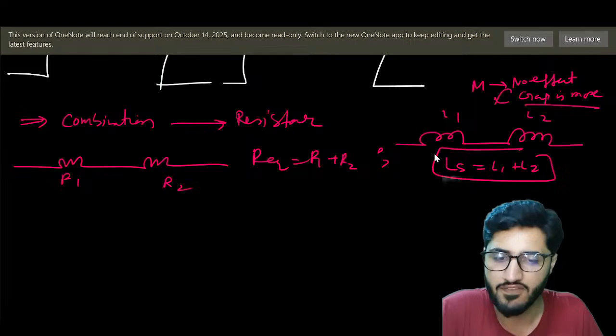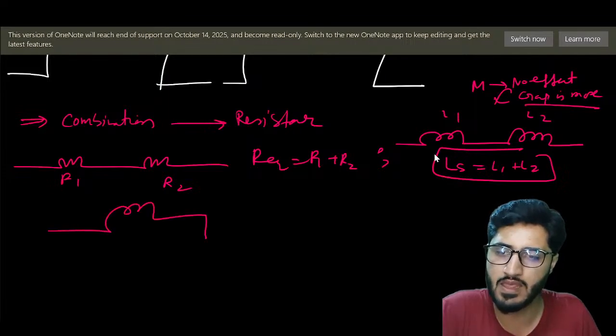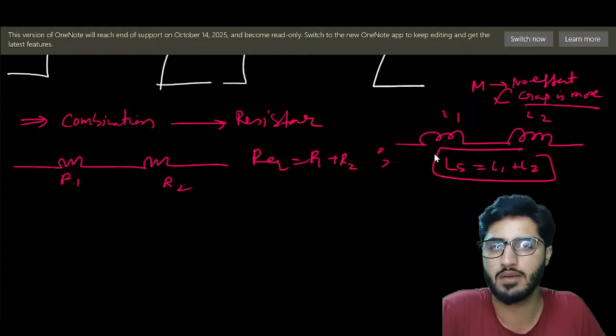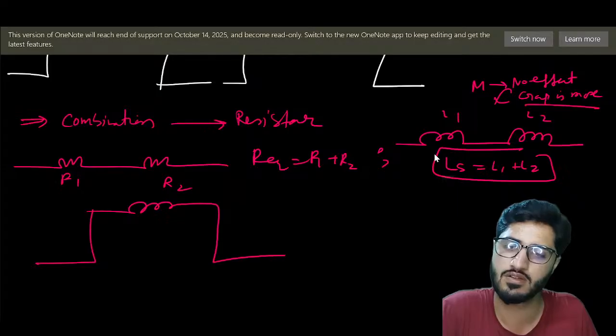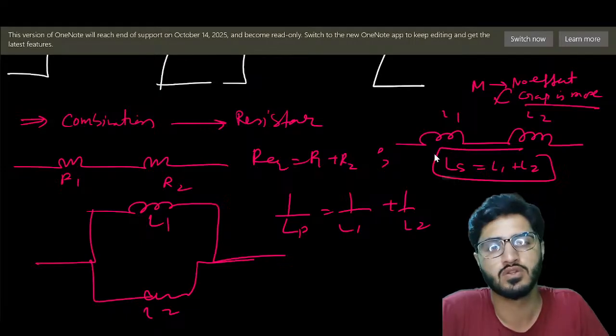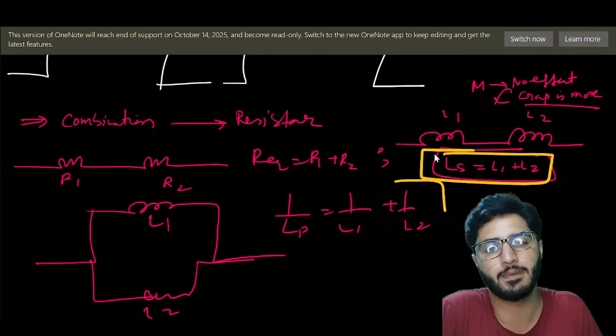One more, if we are having parallel, sorry, it is not like this. I'm just going too fast. L1, L2. So you will write 1 by L parallel equals 1 divided by L1 plus 1 divided by L2. So these formulas, you need to remember these formulas.